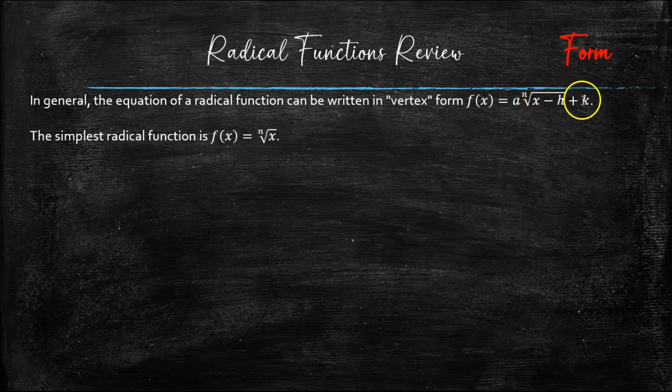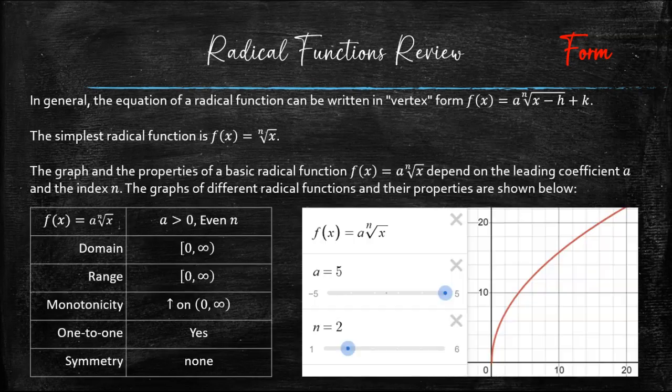However, when you set h and k equal to 0 and a is equal to 1, you end up with the simplest radical function that looks like this. Now, you should know how to graph the simple radical function with the coefficient in front of it. So all of that depends on the index n, whether it's even or odd, and the sign of the coefficient a, whether it's positive or negative.